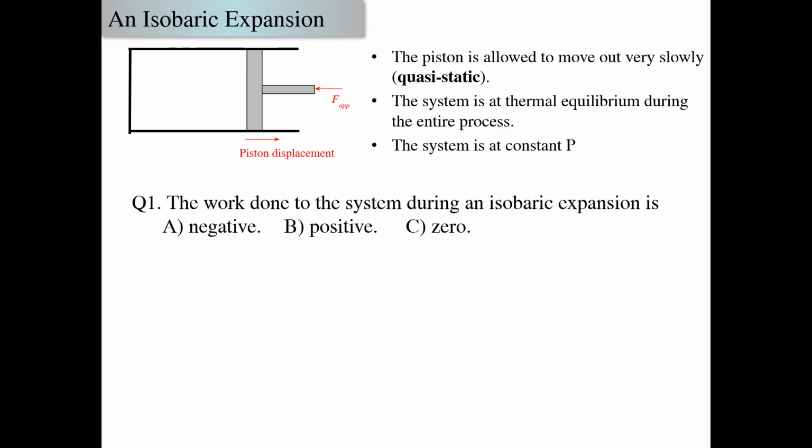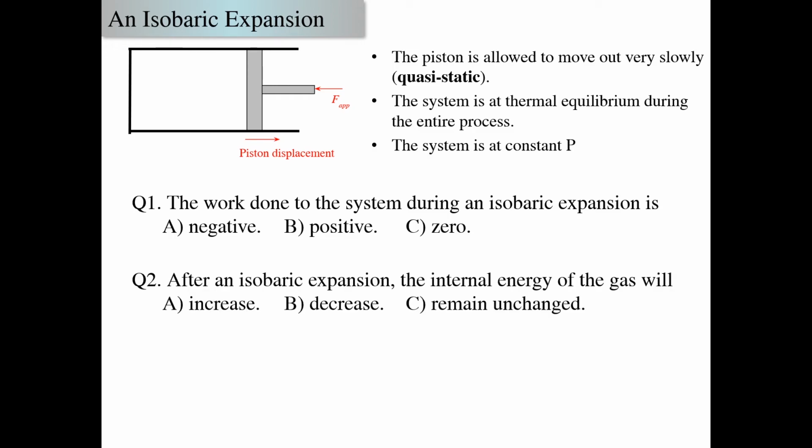All right, so the work done on the gas during an isobaric expansion is again negative. Again, the force is pointing to the left, the piston displacement is to the right. That is a negative external force acting on our gas.